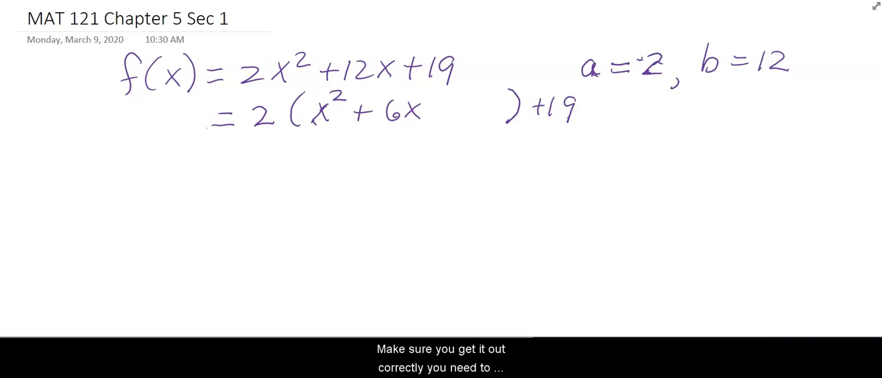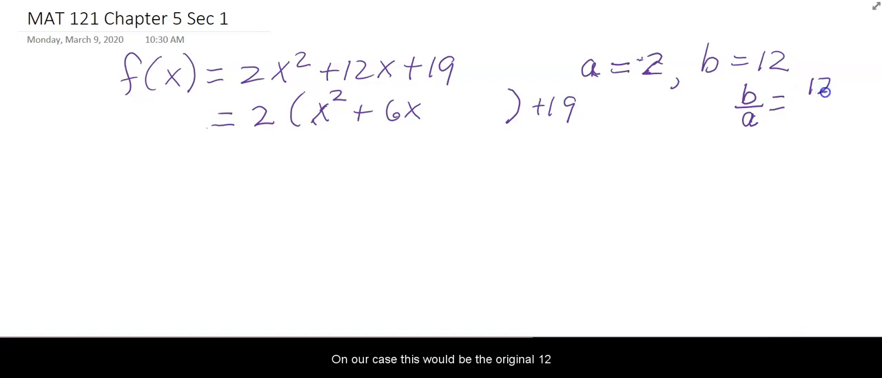To make sure you get it out correctly, you need to compute b divided by a. b divided by a should end up being the coefficient of the x term. So in our case, this would be the original 12 divided by the original 2, which would give us 6.